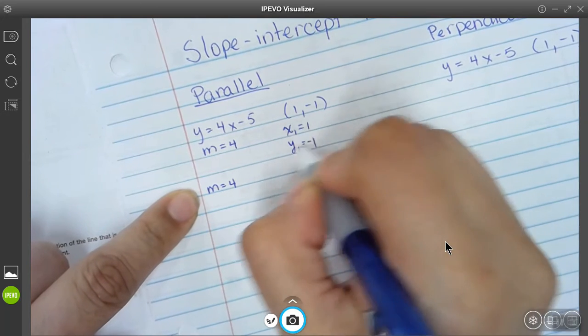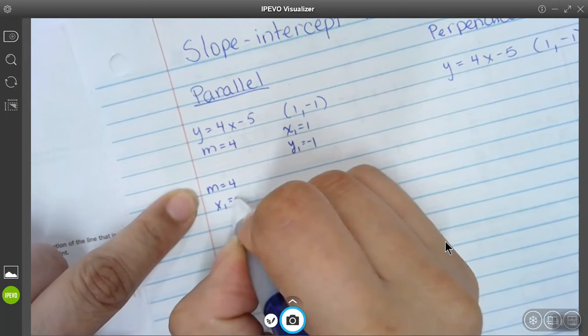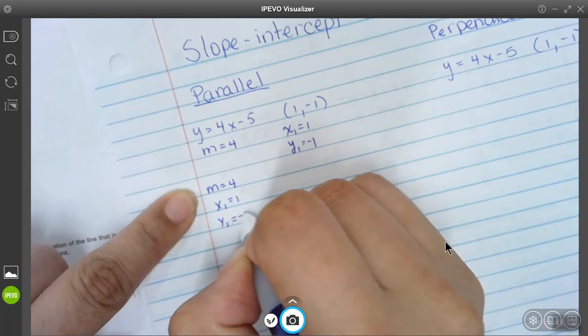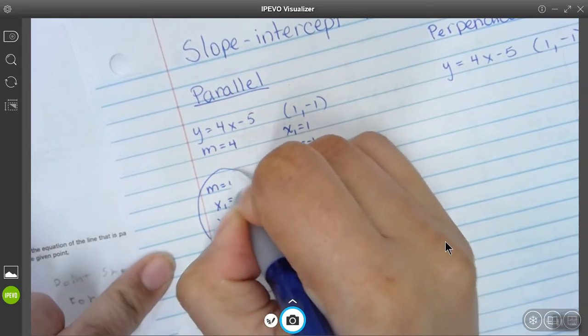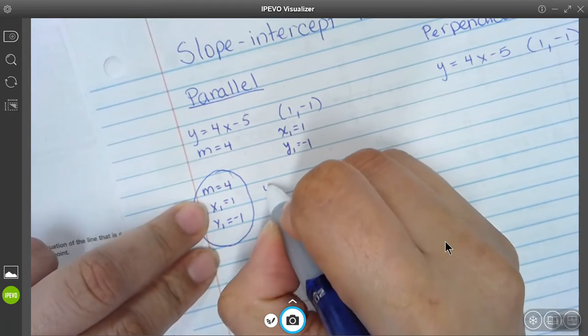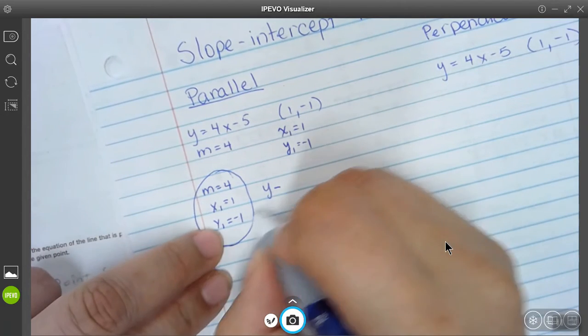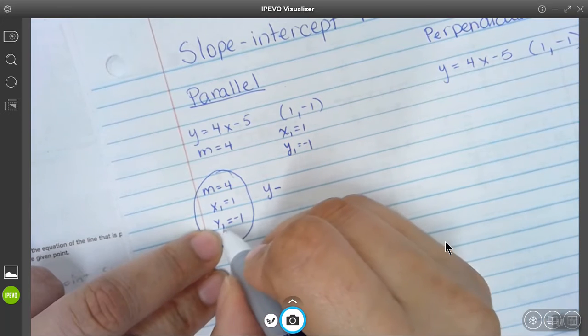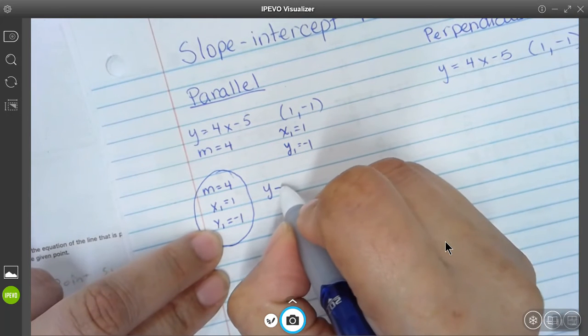I probably should have written this over here. x1 is a 1 and y1 is a negative 1. So this is going to be for the new parallel line. And we're going to start with point-slope form, y minus y1. Okay, so you see how here is y minus a negative 1? I'm just going to write it like this.